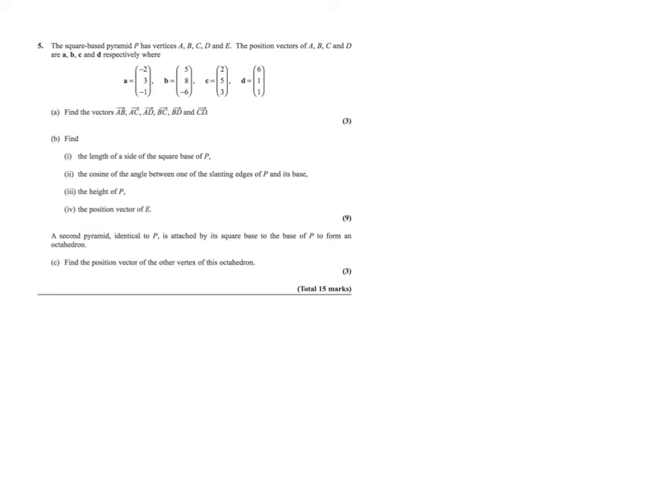So let's take a look at question 5. Now this starts off very simply, where you've just got to find the vectors AB, AC, etc. So I'm not going to work through all of these, but for instance, A to B.